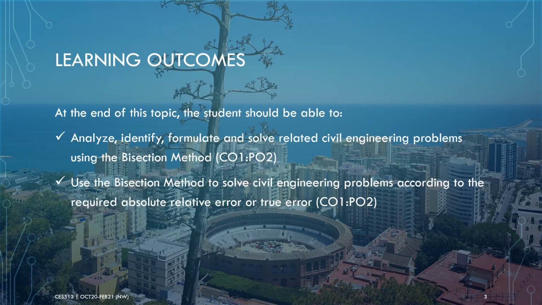Now, for the learning outcomes, at the end of this topic, you should be able to analyze, identify, formulate, and solve related civil engineering problems using the bisection method, and you should be able to use the bisection method to solve civil engineering problems according to the required absolute relative error or true error.